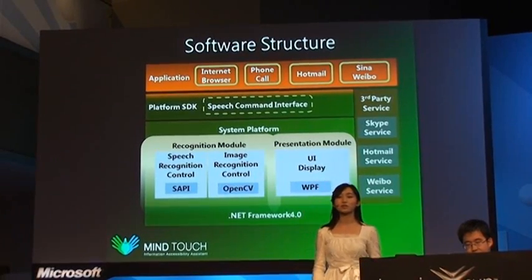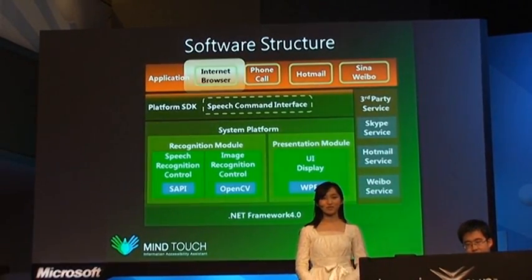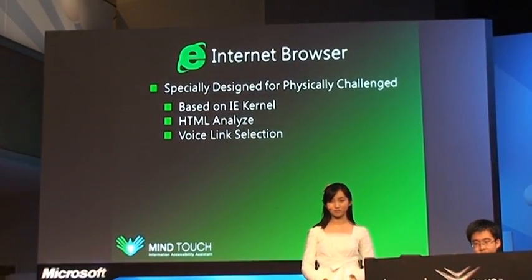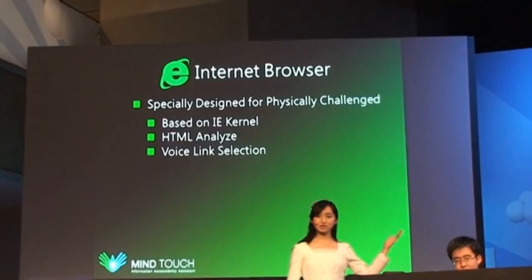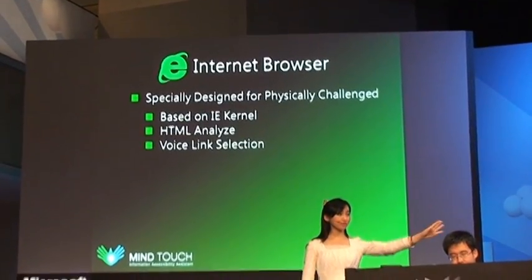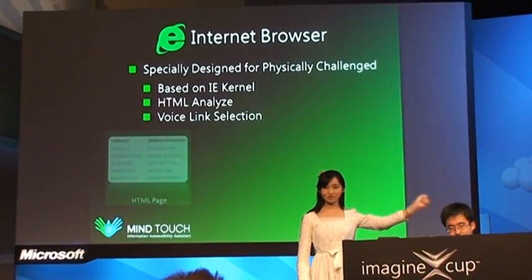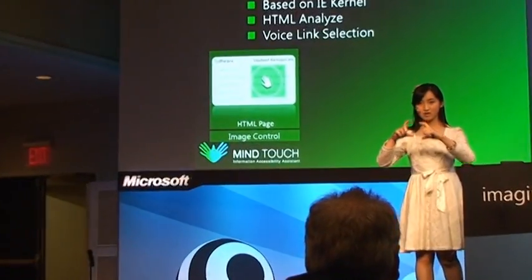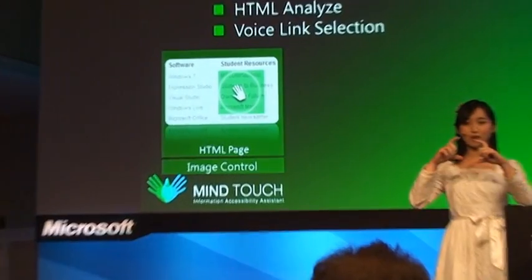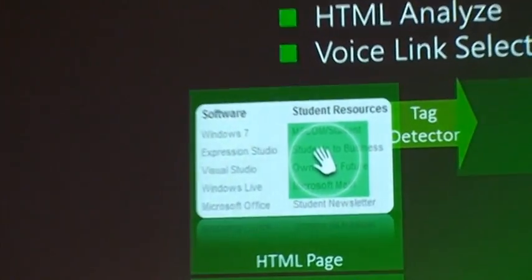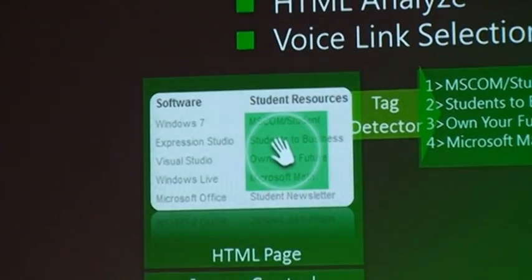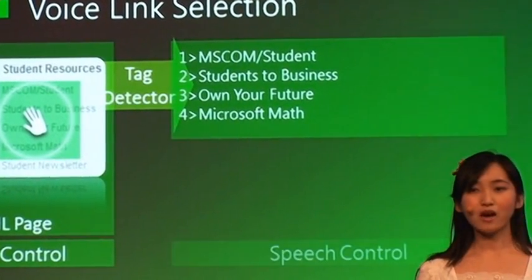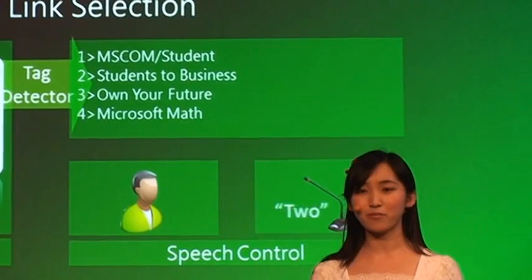So let's come to our first part, internet browsing. The browser is specially designed for physically challenged people. Through image recognition, we can get the cursor's position on screen. Then, combined with the detection range reset, we get the hyperlinks within the range, extract them from the web page, and mark each of them with a number right in front of it. Then, the user can speak out the number and get into the web page easily.